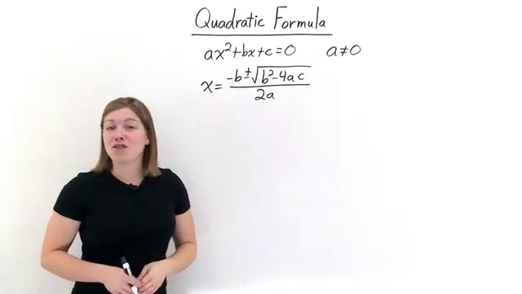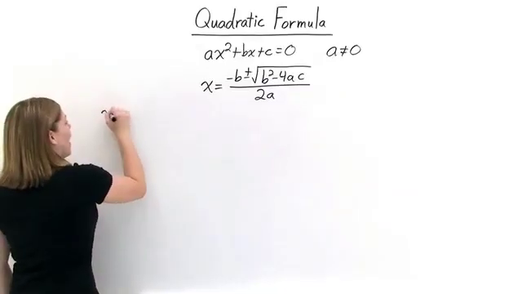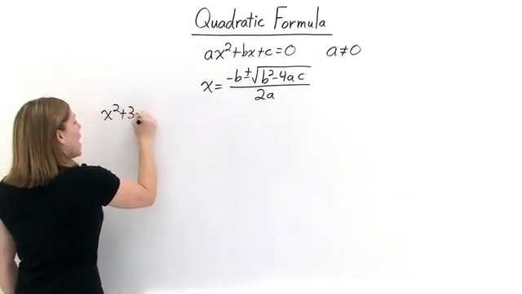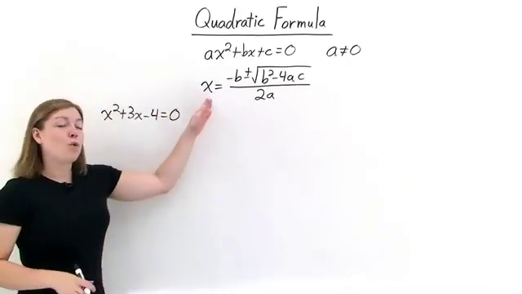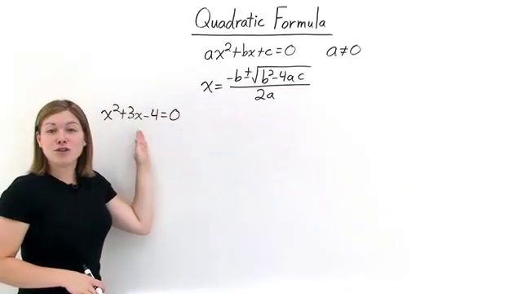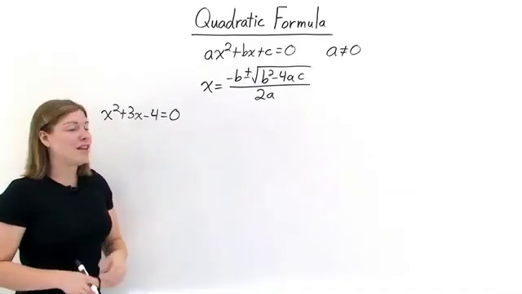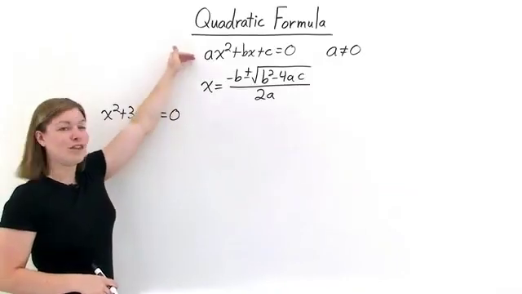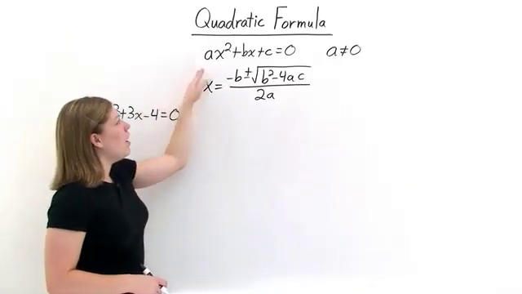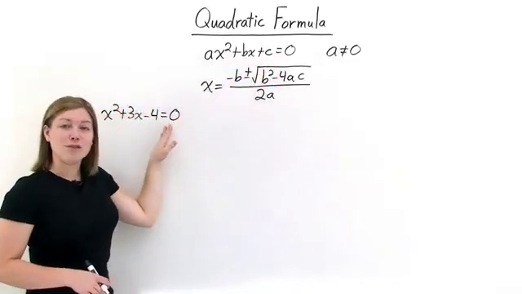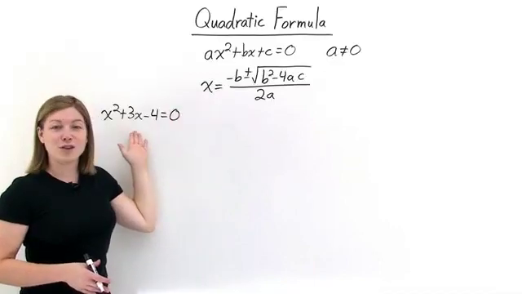Now that we know what the quadratic formula is, let's take an example. Let's look at x squared plus 3x minus 4 equals 0. Let's use the quadratic formula to find the solution to this quadratic equation. Well, to do that, we first need to see if this quadratic equation is of this form. Well, we have our quadratic equation, and it is set equal to 0. So that means we can go on and use the quadratic formula to find the solution.